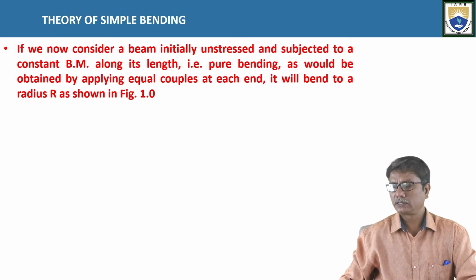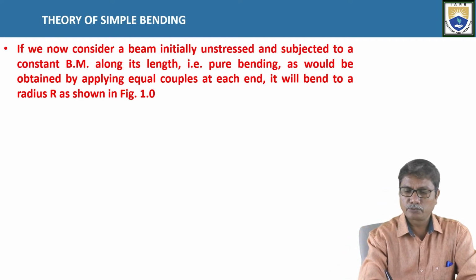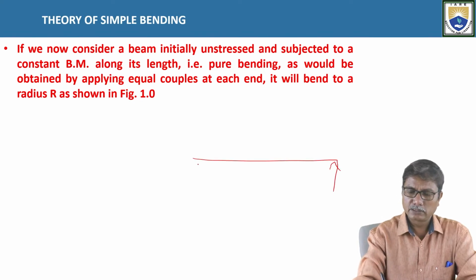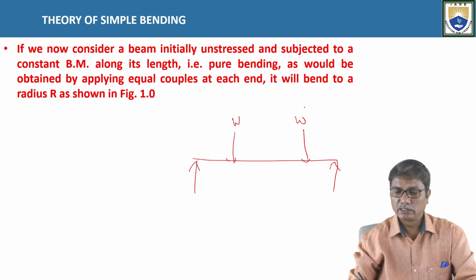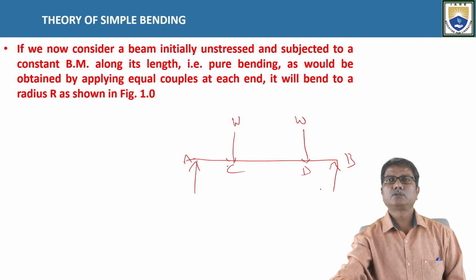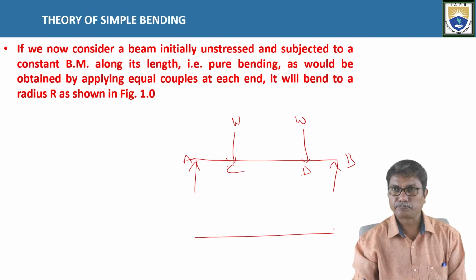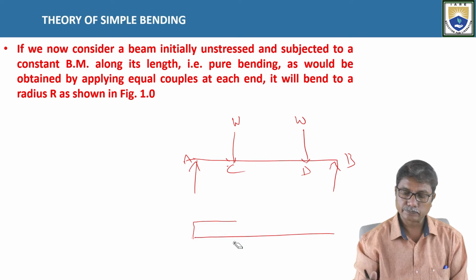So for that, let us consider a beam which is initially unstressed and subjected to a constant bending moment along its length. That is pure bending. The case of pure bending is an assumption actually. We can see an example for this. In this case, the portion of the beam between C and D is subjected to constant bending moment. That is only pure bending moment. Shear force is 0 between C and D. Okay. Pure bending means shear is 0. It is clear. So the shear force diagram, if you draw, it will be something like this.